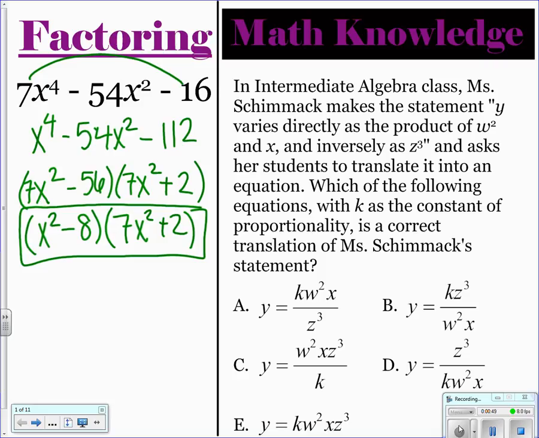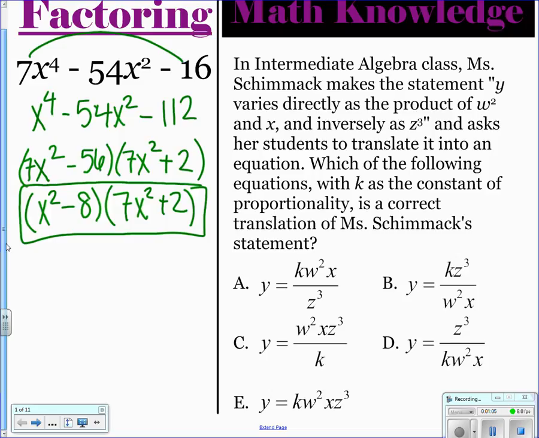For the math knowledge question, y varies directly. That means that the product of w squared and x, when it varies directly, is going to be in the numerator with your k. Have y equals w squared and x both need to be in your numerator. That is not the case on those two.